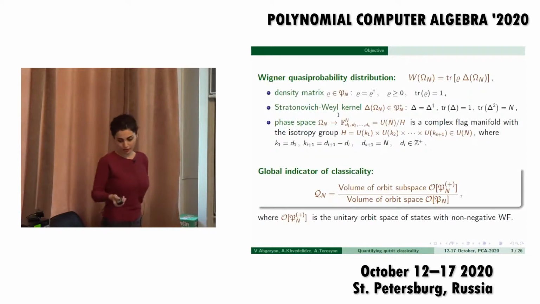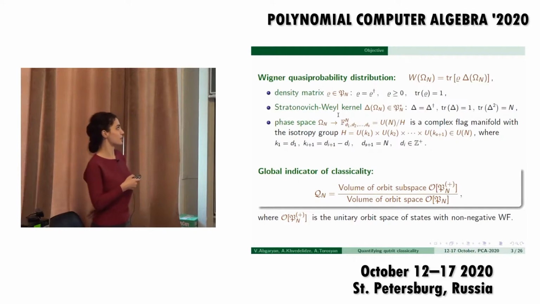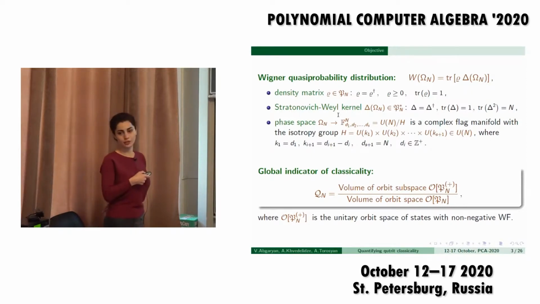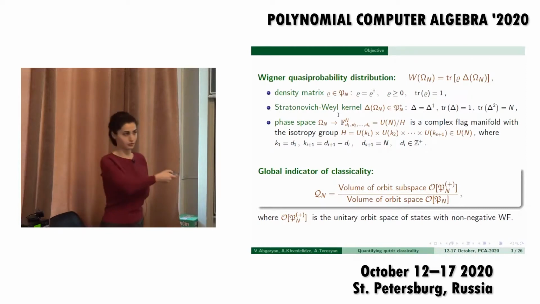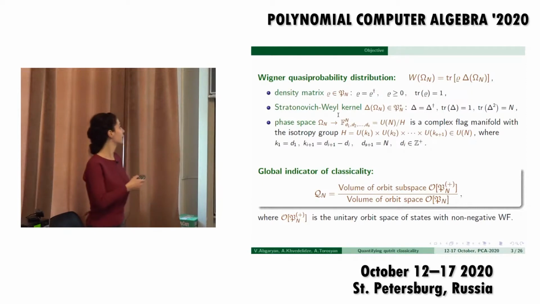So as it was already said, the Wigner quasi-probability distribution is a trace of the product of the density matrix, which is Hermitian, non-negative, and has a unit trace, and the so-called Stratonovich-Weyl kernel, which maps the elements from the phase space to the dual space. The master equations were presented recently by Vahagn Abgaryan.